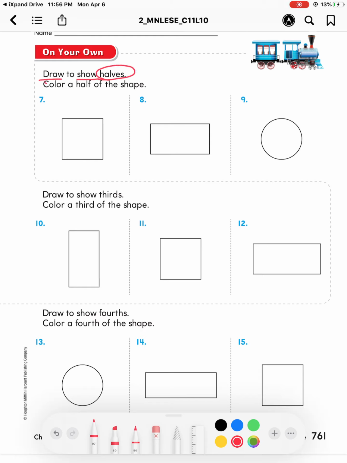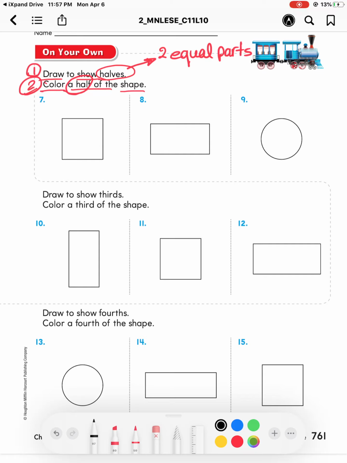Draw to show halves. Color a half of the shape. Now the first part of the question is to draw to show halves, which means how many equal parts? 2 equal parts. Good job, boys and girls. Now color a half of the shape. Okay, so this is the second part. So we have to divide the shape into 2 equal parts, and then to color only a half of the shape, only one equal part. Okay, now let's do this together.